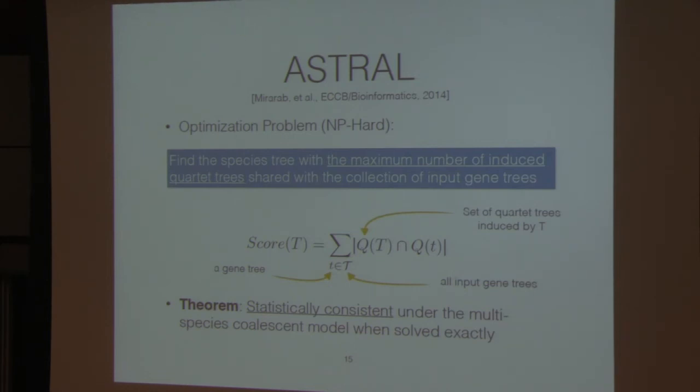This is a discrete optimization problem. Okay? You don't have to know any biology to think it's just a discrete optimization problem. It's a median problem in trees. You're constructing a tree to maximize the similarity or minimize the distance. It turns out that if you can solve this exactly, you have a statistically consistent method for species tree estimation.